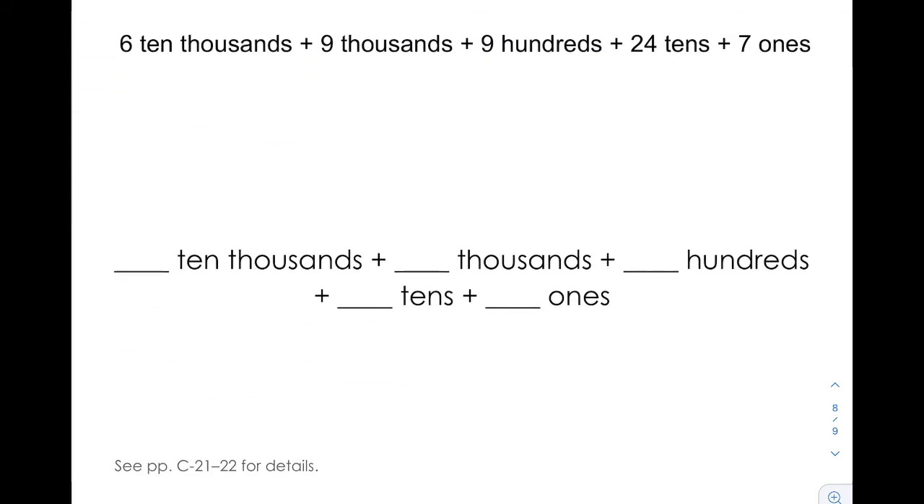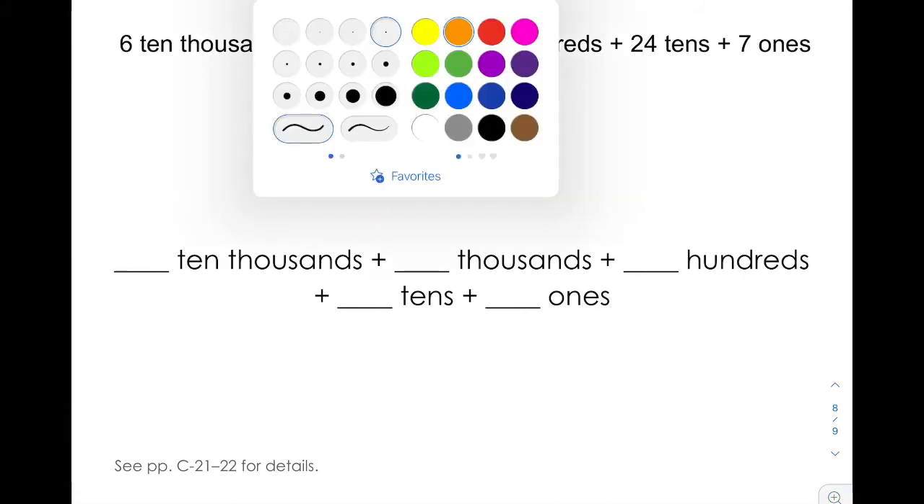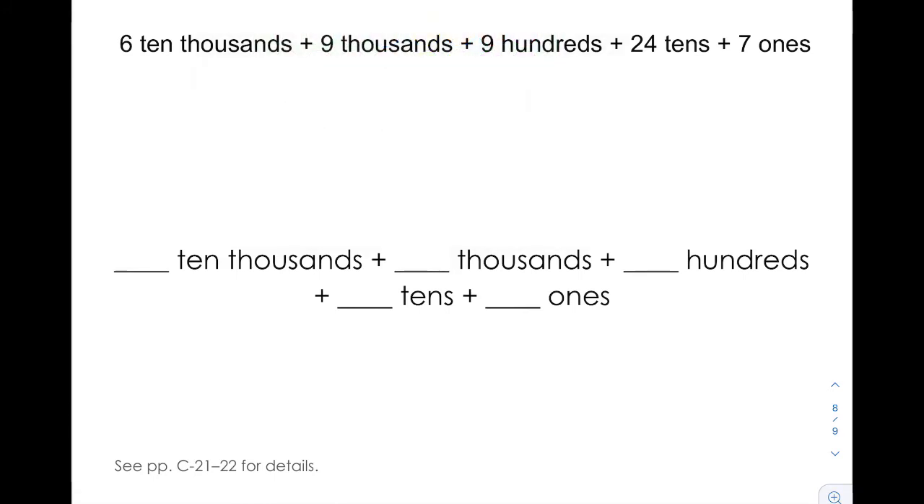And let's try this really big example. 6 ten thousands, 9 thousands, 9 hundreds, 24 tens, 7 ones. Again, try it on your own. Come back when you're ready.